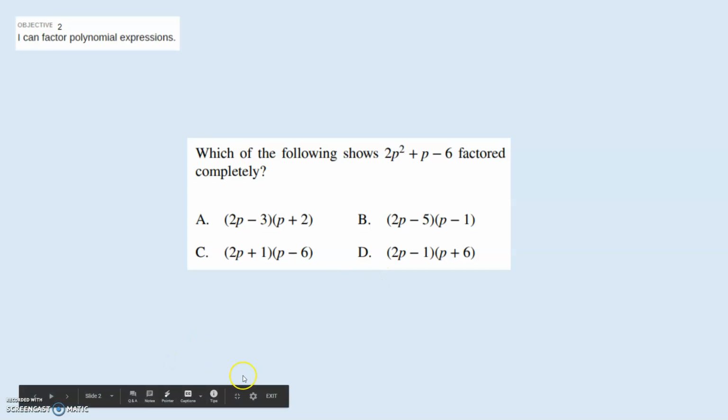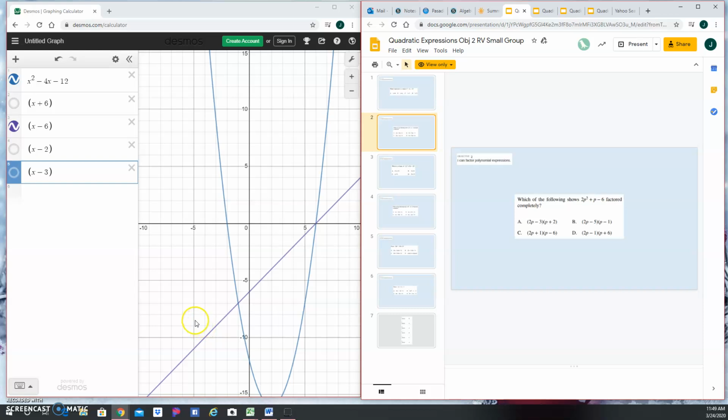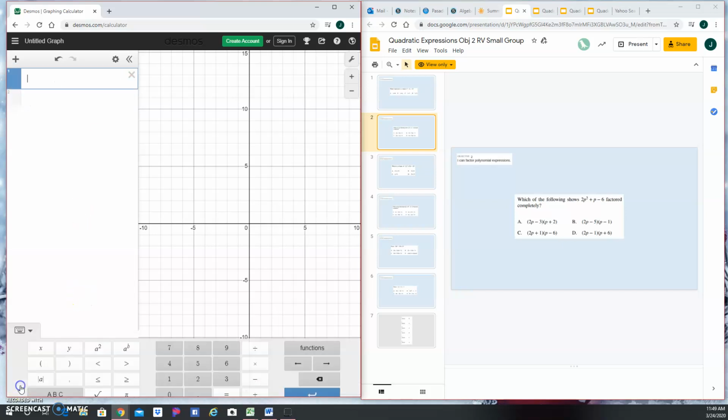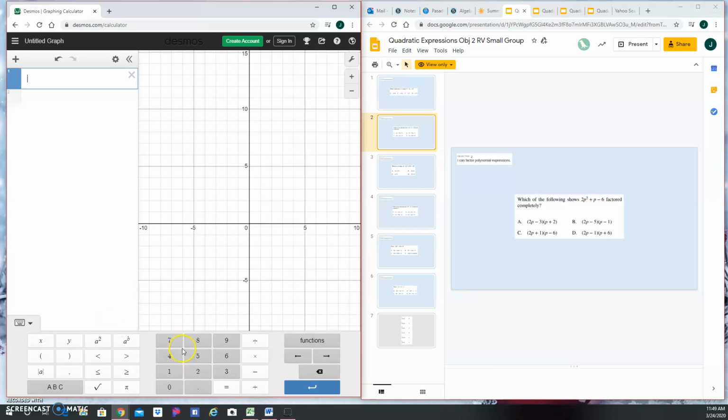So let's go ahead and use our technology for this one. I'm going to go ahead and type that up. Remember to change your p to x. All those variables should just be x. So 2x squared plus p will become plus x minus 6. So this is your original graph. Let's examine the answer choices.